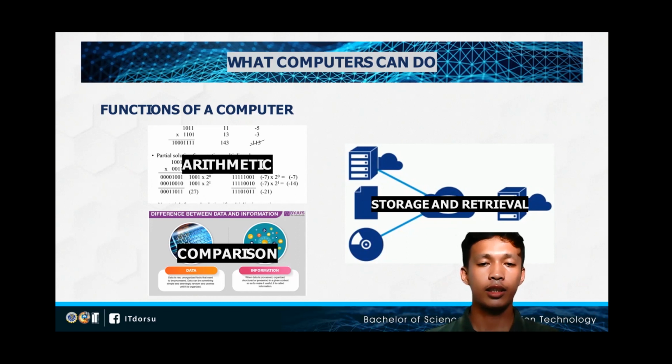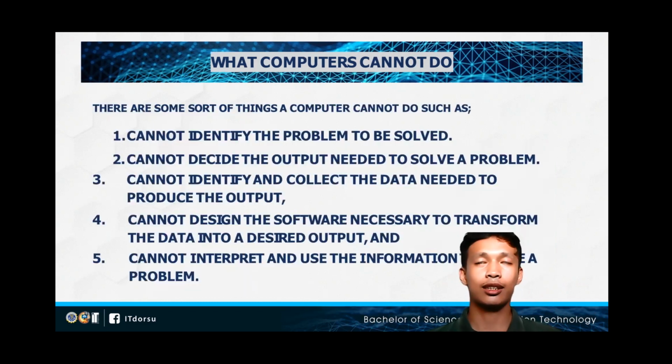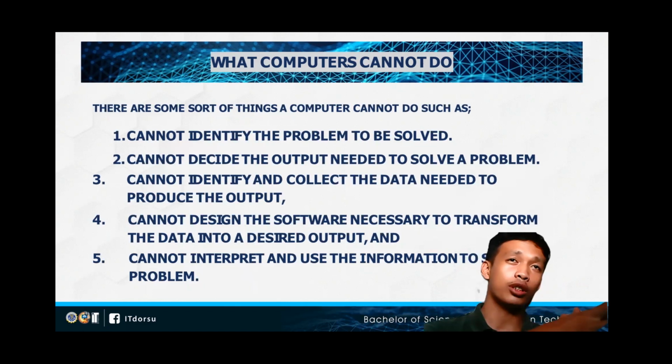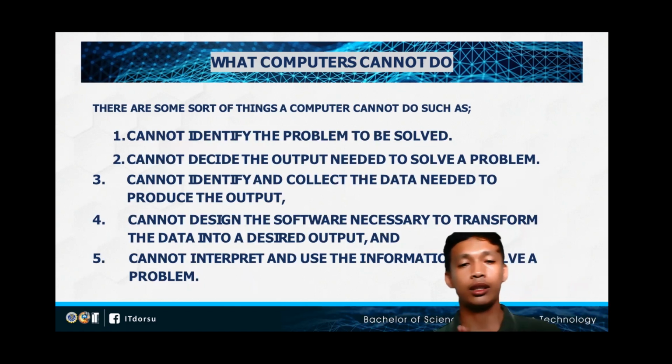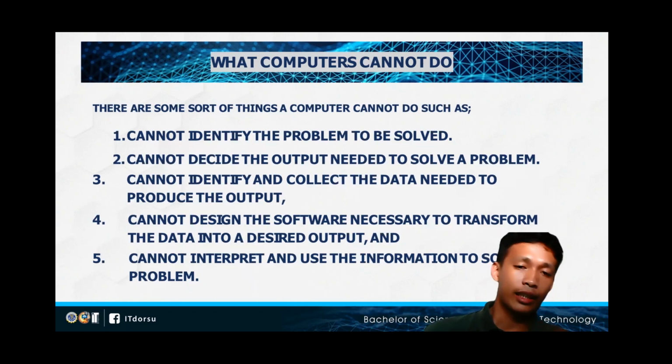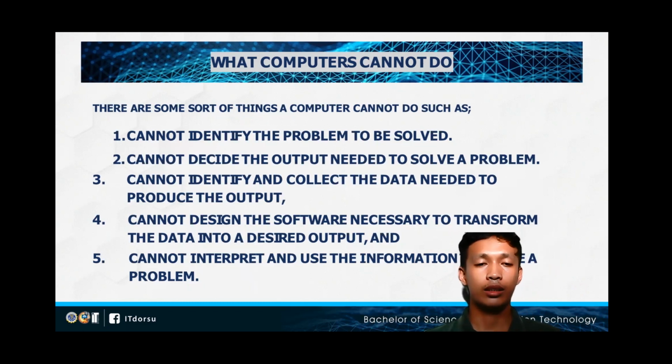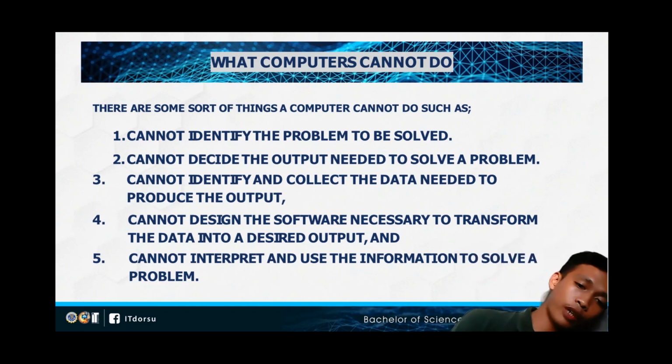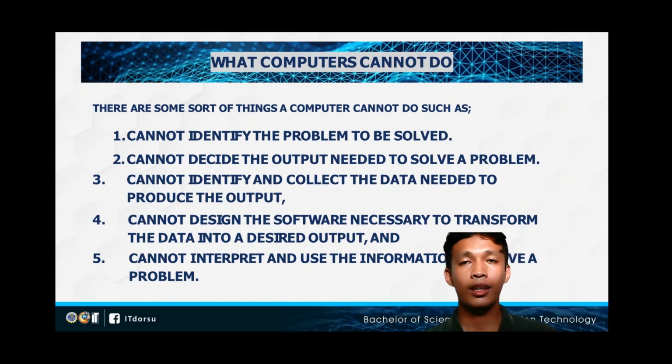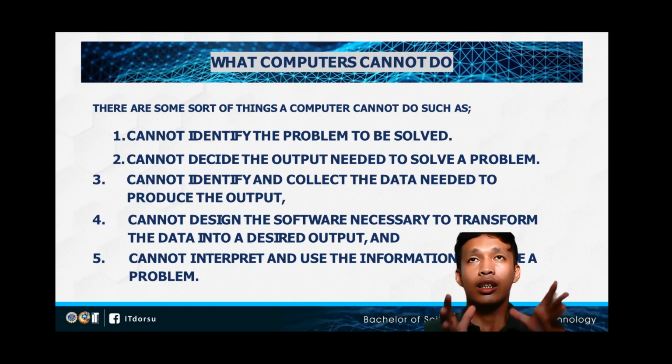So the next, sir, is what computers cannot do. The first one is the computer cannot identify the problem to be solved. The second one is the computer cannot decide the output needed to solve a problem. The third is the computer cannot identify and collect the data needed to produce the output. The fourth one is the computer cannot design the software necessary to transform the data into a desired output. And the computer cannot interpret and use the information to solve a problem. So there are things computers can do and things computers cannot do.